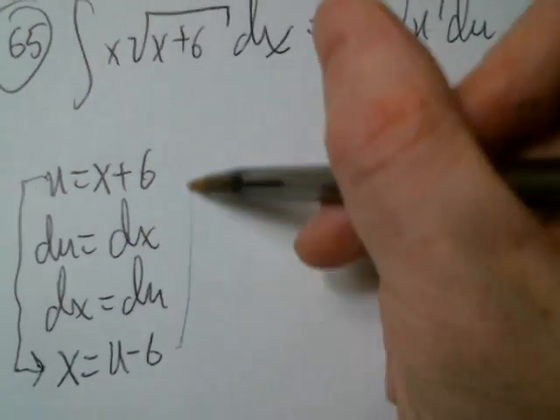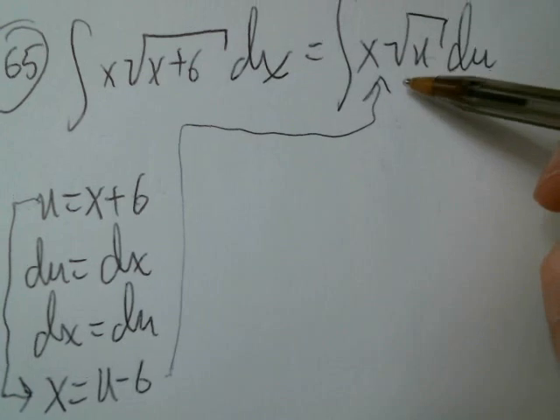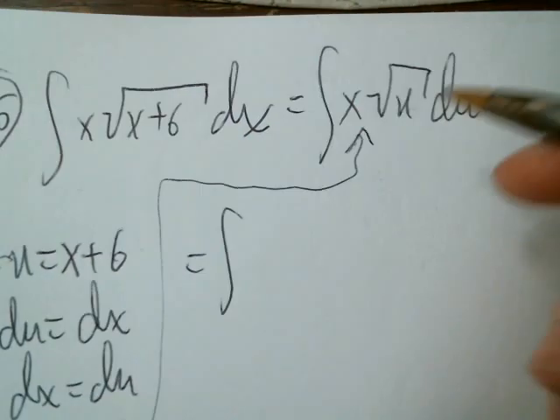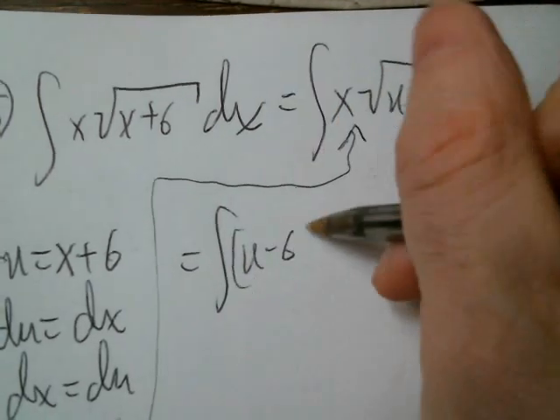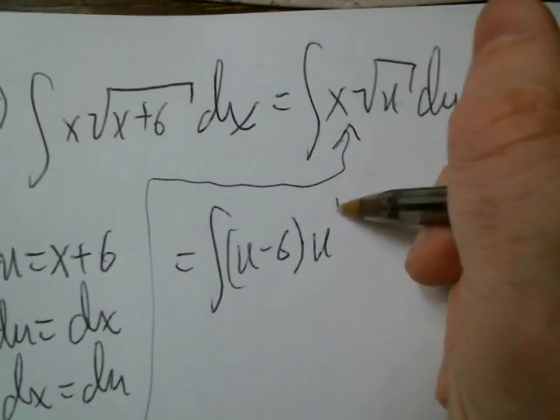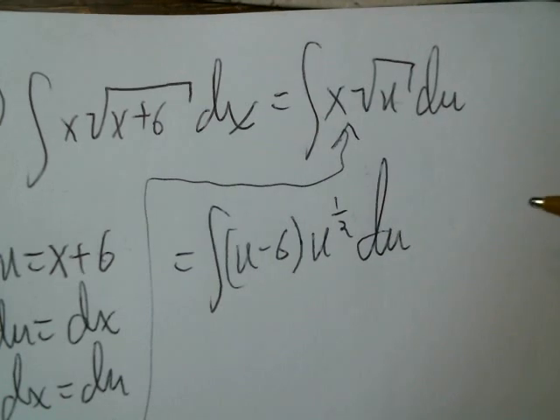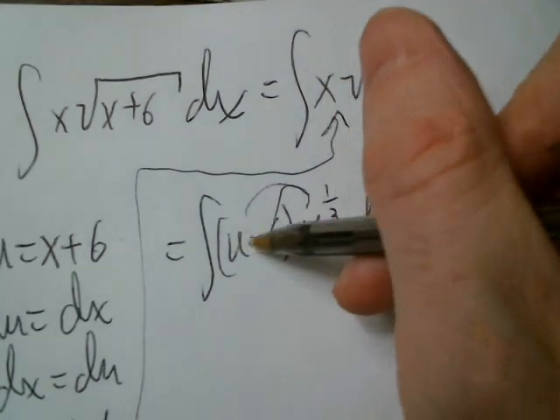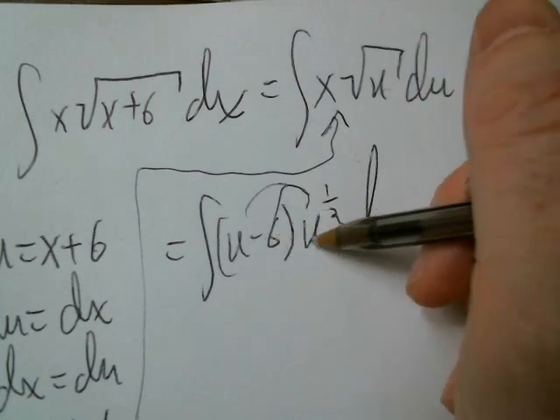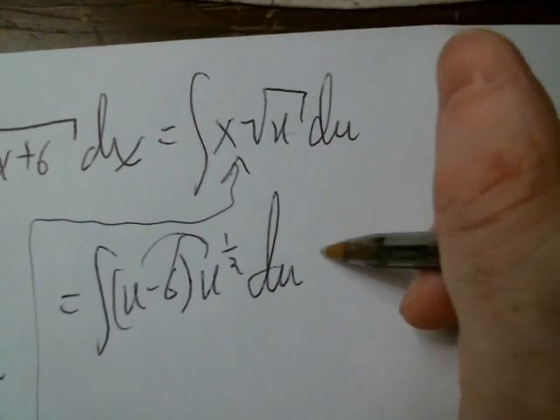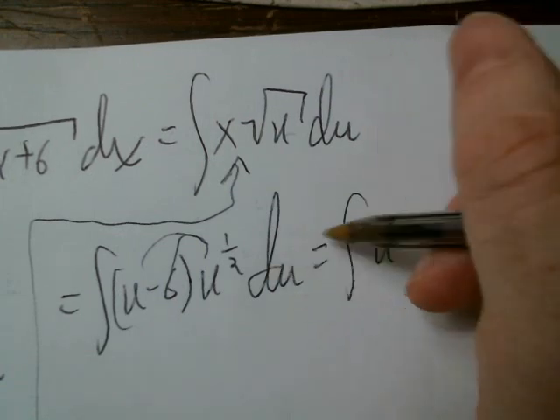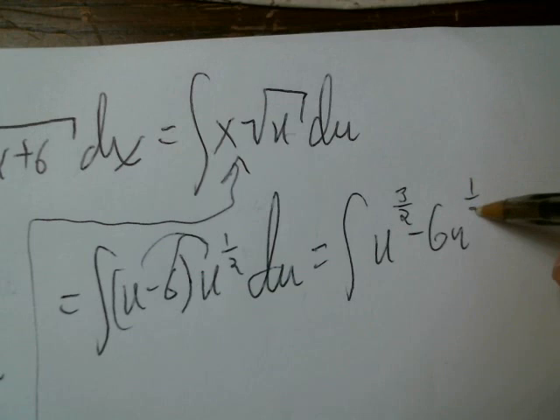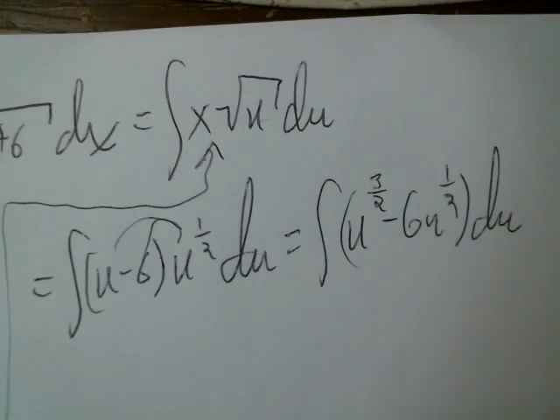And then take that and replace this last x part with the u minus 6 expression, right? So this will be the integral of u minus 6 times the square root of u, which is u to the 1/2. And then you could distribute. You can't integrate at this point. The integral of a product is not the product of the integrals. So you have to distribute, and you get u to the 1 plus 1/2, which is u to the 3/2, minus 6u to the 1/2 du.